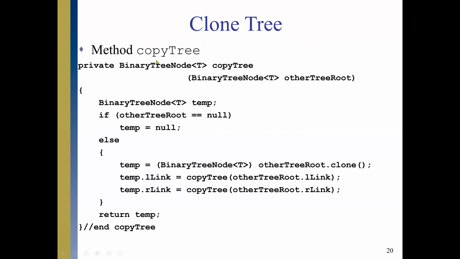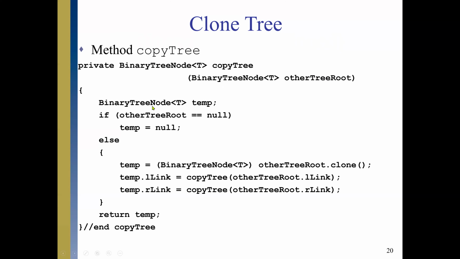Okay, so next we have a method called copyTree. The method name again is copyTree. It will return, since we are copying the tree, the data type of the content of the tree, which will be nodes. So it's called a binary tree node. So we're going to return a binary tree node to make a copy of it. And the argument will be the copy, otherTreeRoot, we'll make a copy.